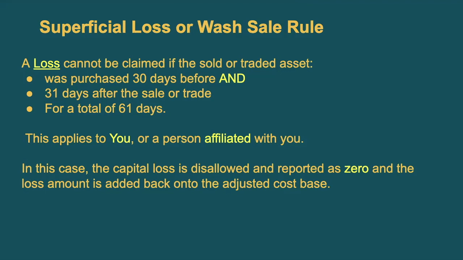In this case, the capital loss is disallowed and reported as zero, and the loss amount is added back onto the adjusted cost base. Now, I'm sure this rule applies more when we're talking tens and hundreds of thousands of dollars and not $10 or $100, but something to be aware of. You cannot take a loss if you sold or traded an asset in a 61-day window.